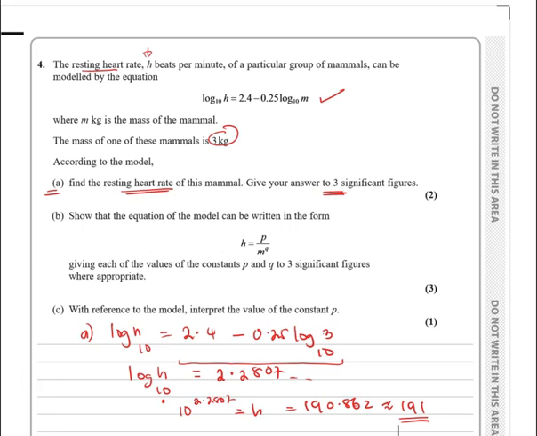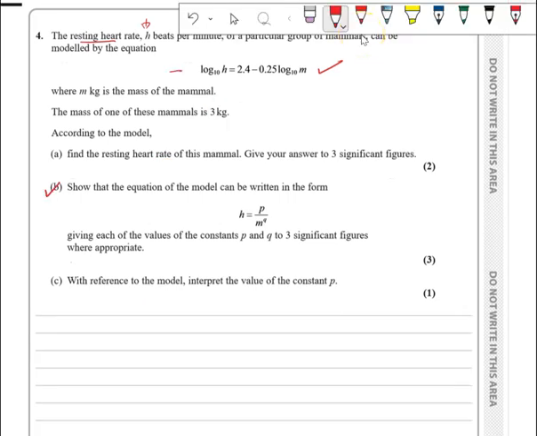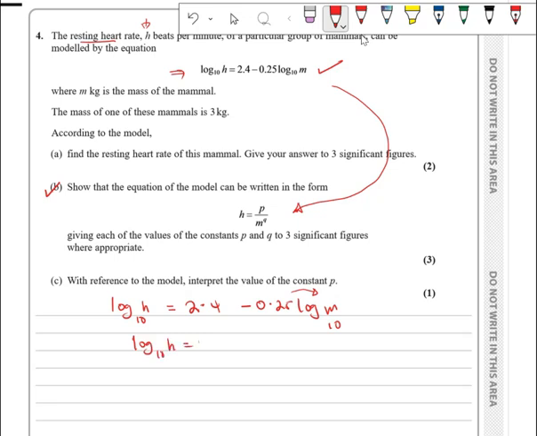Move on to the next question, part B of the question. We have this equation, and they want us to turn this equation into that format. So we have log of h base 10 equals 2.4 minus 0.25 log of m base 10. Now what I'll do first, I'm going to take this 0.25 inside. So I have log base 10 of h equals 2.4 minus log of m to the power of 0.25, but the base is still 10.